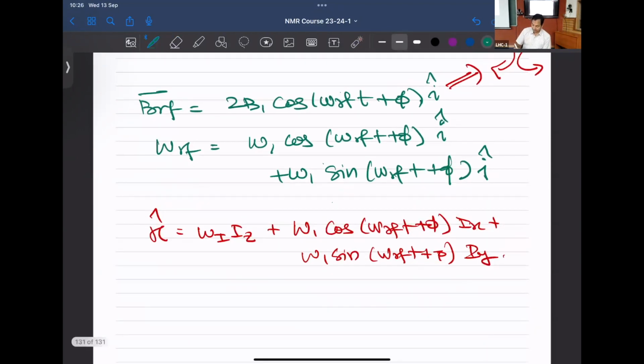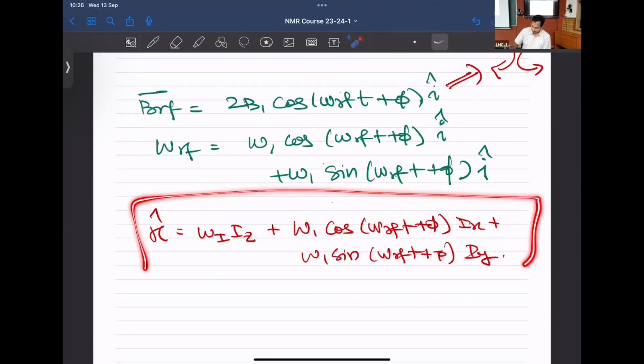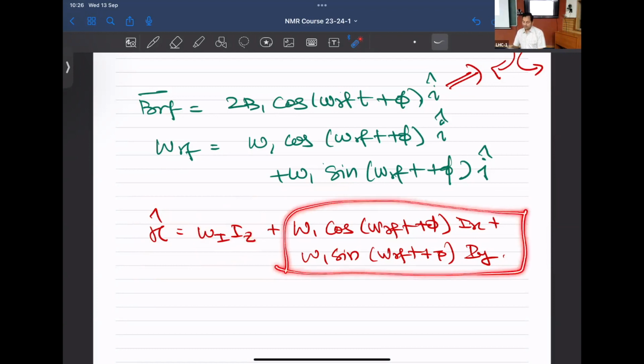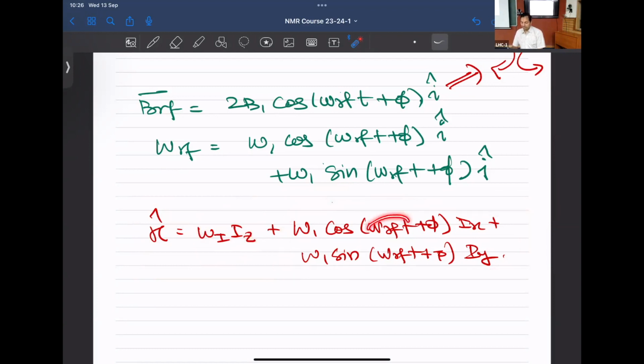Okay, so now this is the Hamiltonian. Are you guys able to understand? While the Zeeman effect is time independent, you have a time dependent perturbation that exists here. What do you mean by time dependent? You have the Hamiltonian that has a time part associated with it.